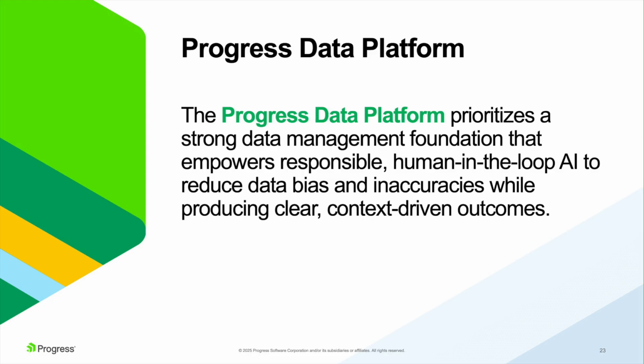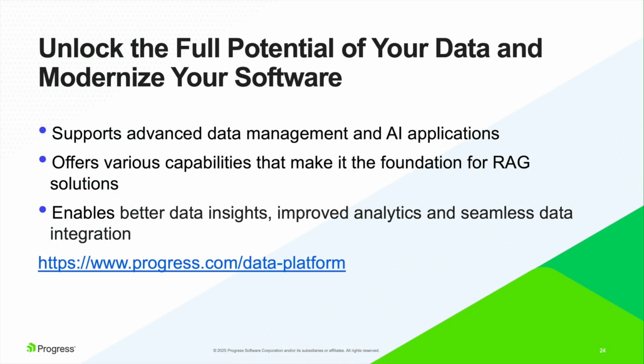At its heart, it empowers responsible human in the loop AI. This approach helps reduce data bias and inaccuracies while producing outcomes that are clear, contextual, and actionable. By promoting data quality, the platform helps you drive more accurate insights and better decisions across your business. To truly unlock the full potential of your data and modernize your software, the Progress Data Platform plays a key role. It supports advanced data management and empowers AI driven applications. Whether your user is building intelligent analytics, enabling real time decision making, or implementing retrieval augmented generation solutions, the platform offers the capabilities they will need.